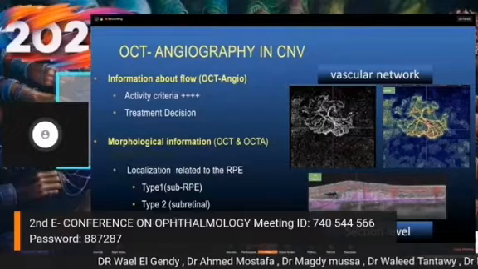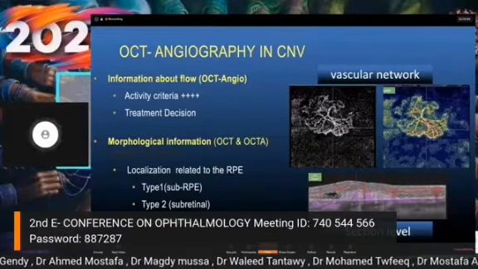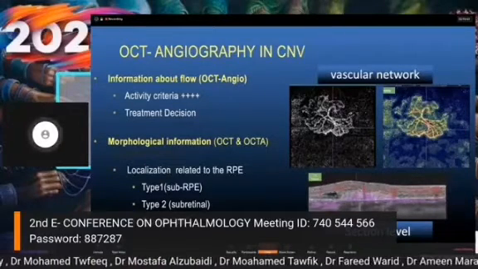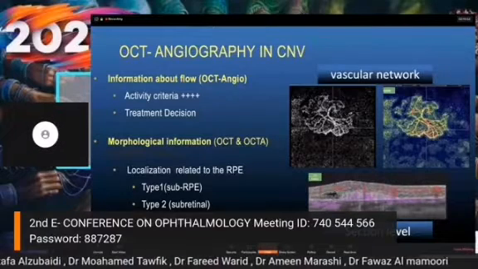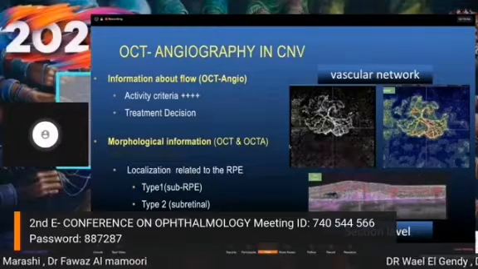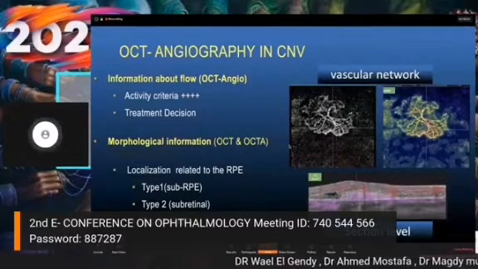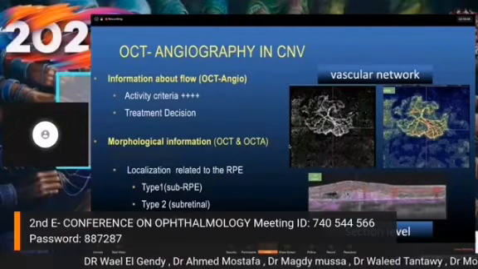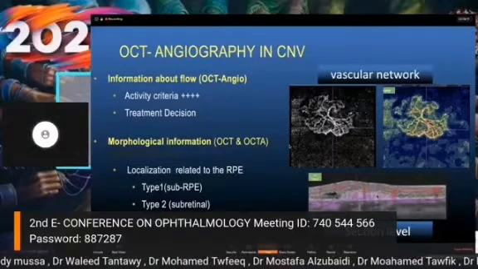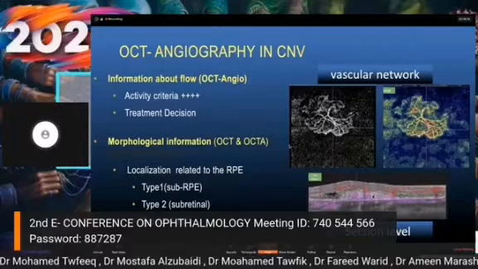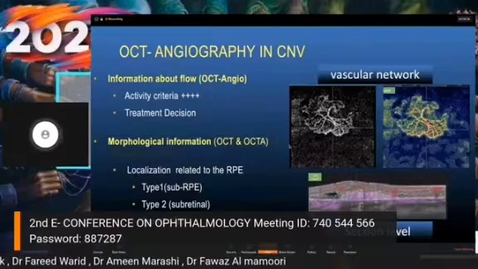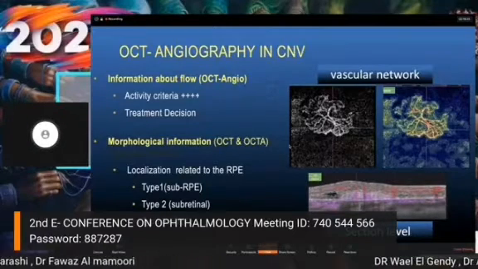OCTA gives us information about the flow, as we can see here, how the membrane is active and has different patterns. It's not the time to explain that, but I will show you some pictures. Is the membrane active? It gives us the criteria around the activity, and the treatment decision can also be helped by OCTA, especially in certain cases, which we will discuss in a minute. Also, it can be defined by the co-instant structural OCT, like the line scan, where the membrane is. Is it subretinal? Is it sub-RPE? Is it inside the retina? So this is very valuable information from OCTA.